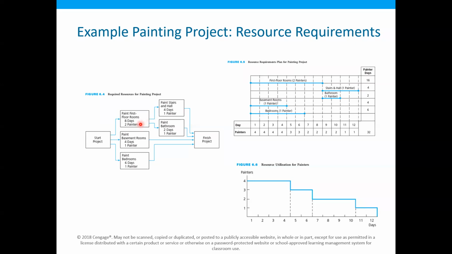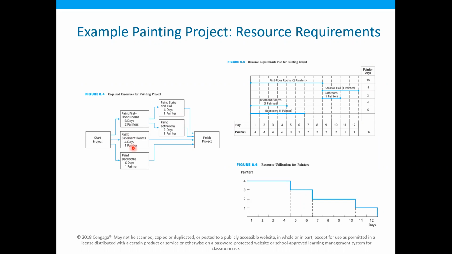So painting the first floor room comes first. Then after that, it will be succeeded by these two activities, painting the bathroom and painting the stair and halls. Okay, so this is the technical sequence. This is a technical constraint or logical sequence, so this cannot be violated in this project. This is an assumption for this example.